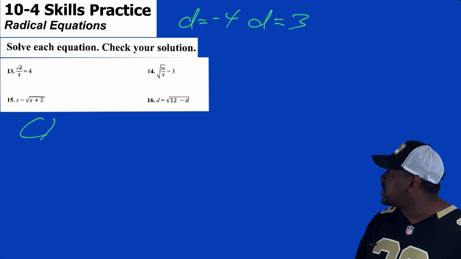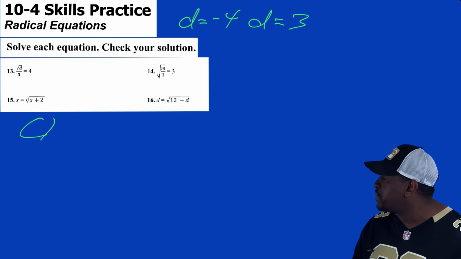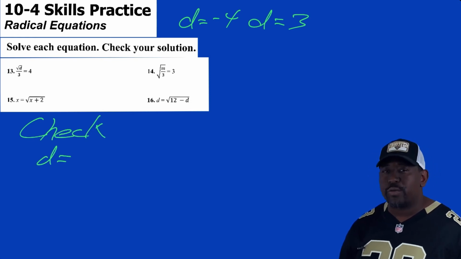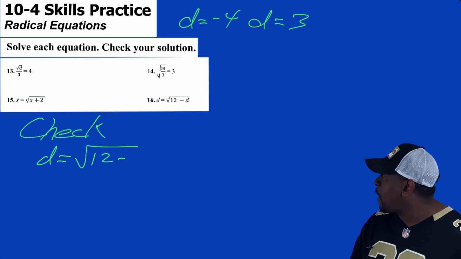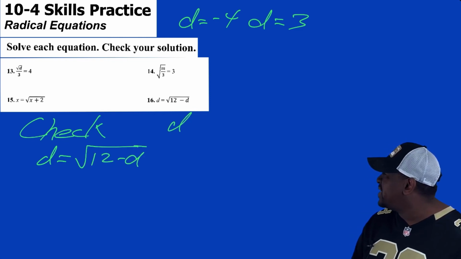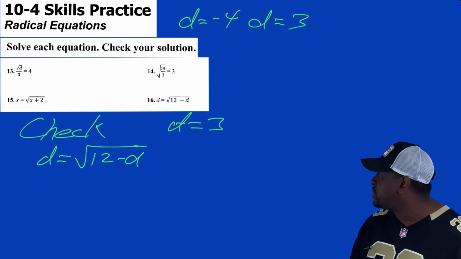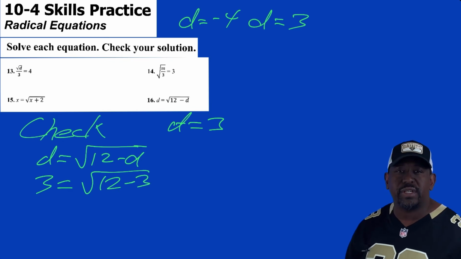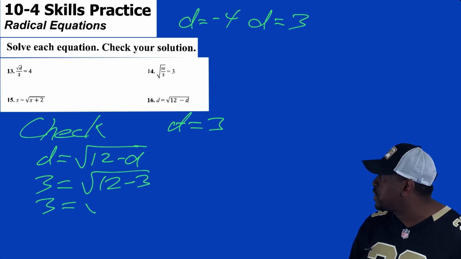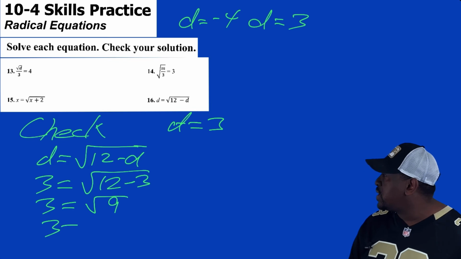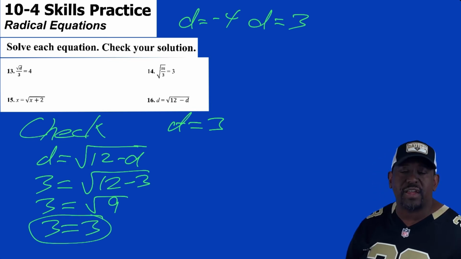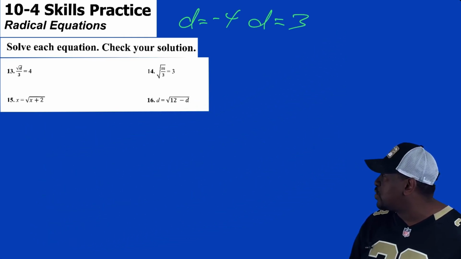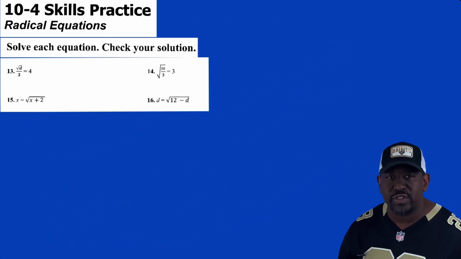So now we have to check the second solution, d equals 3. Again, we write the original equation: d equals the square root of 12 minus d. Now you substitute 3 into both d's in the equation. You get 3 equals the square root of 12 minus 3. The square root of 12 minus 3 simplifies to the square root of 9. The square root of 9 is 3. The left side is 3, so they're equal. So d equals 3 is your solution for the whole problem.